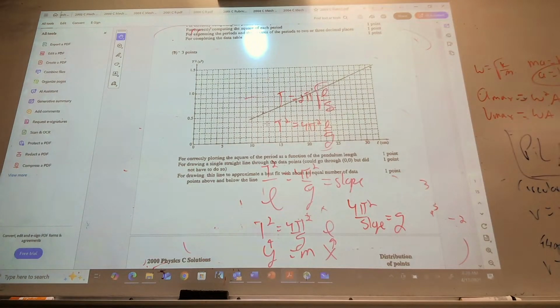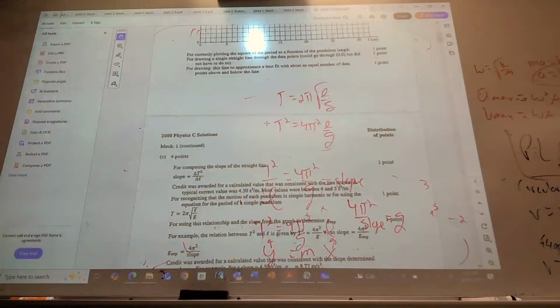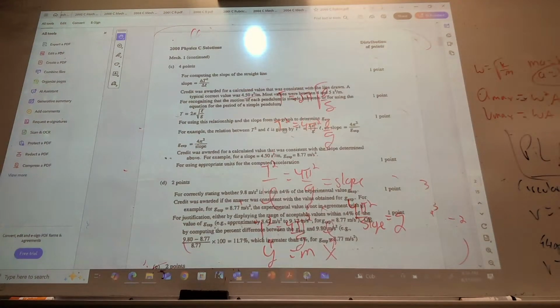Naomi, did you get a G? I got 9.87. Good. It should come out to right around 9 point something. They have 8.77, but it shouldn't be far from it. Okay, then within plus or minus 4% of the experimental value. So actually 9.77 might have been a little bit more than 4%. Oh no, they just asked you that question. Let me see.